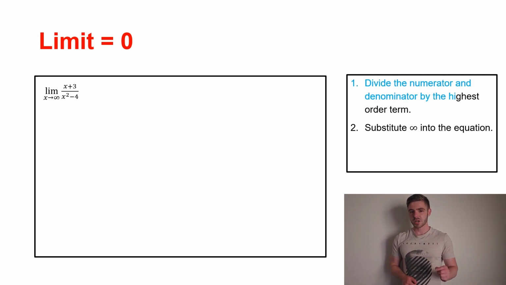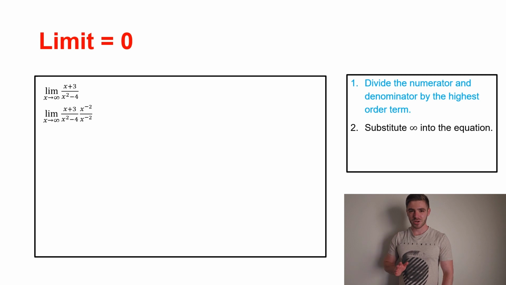First, we want to divide the top and bottom of the fraction by the highest order term, which in this case is x squared. A neater way to write this division is to instead write it as a multiplication of x to the power of negative 2. We do this to prepare for the next step, which is to substitute x equals infinity.